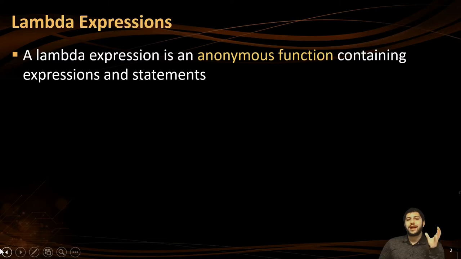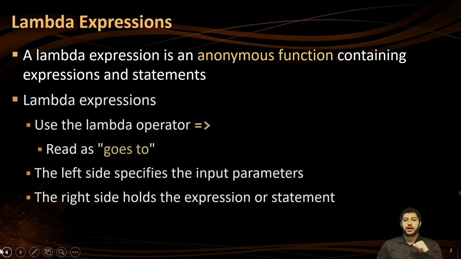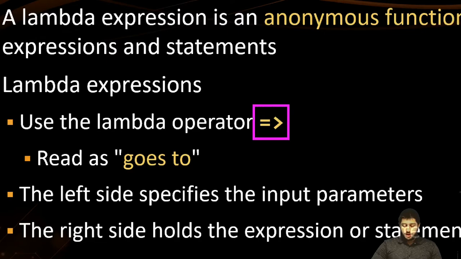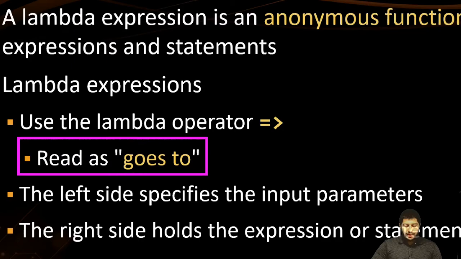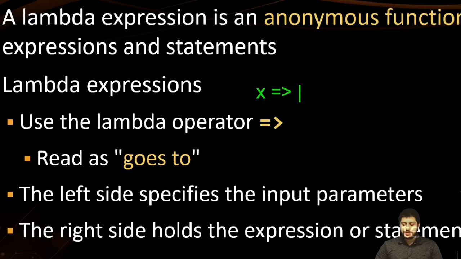And this is a really convenient way to define a function in an inline manner. The lambda expression contains the lambda operator, which is the equal greater sign. And it is read as "goes to". So if we have something like x => x + 2, it says x goes to x plus 2. So it's sort of a mapping.